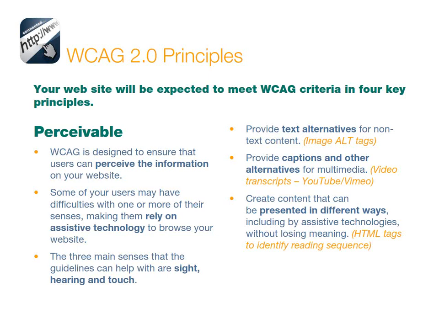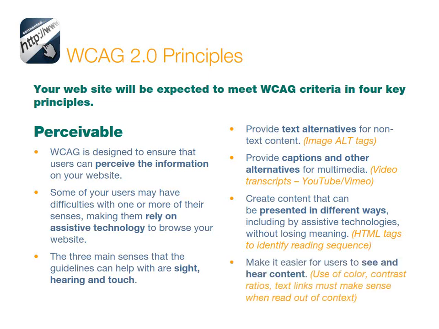So we actually need to make sure that things are coded properly so that the hierarchy of headings and body content is maintained properly. And we need to make sure that it's easy for users to see and hear content. So again, we need to make sure we're using the appropriate use of color. Contrast ratios is a big deal between foreground and background colors.